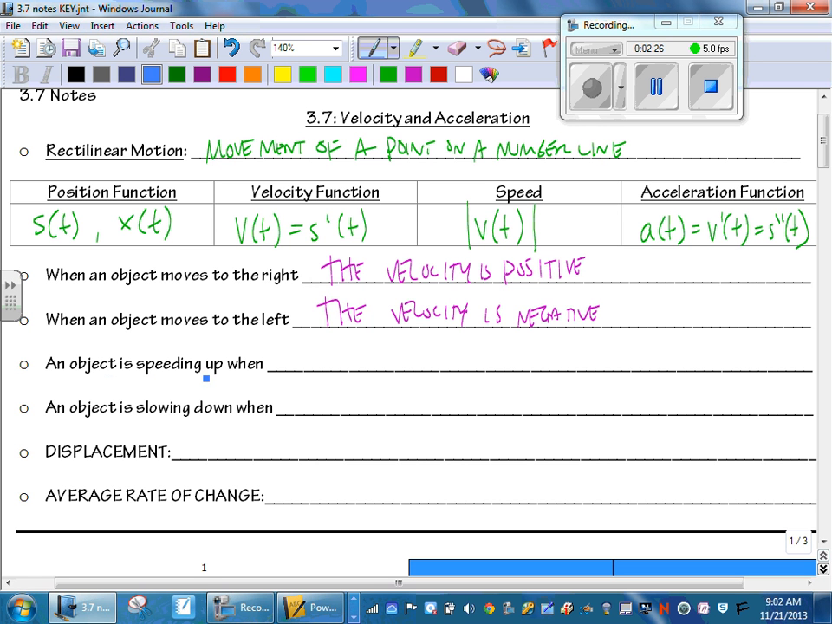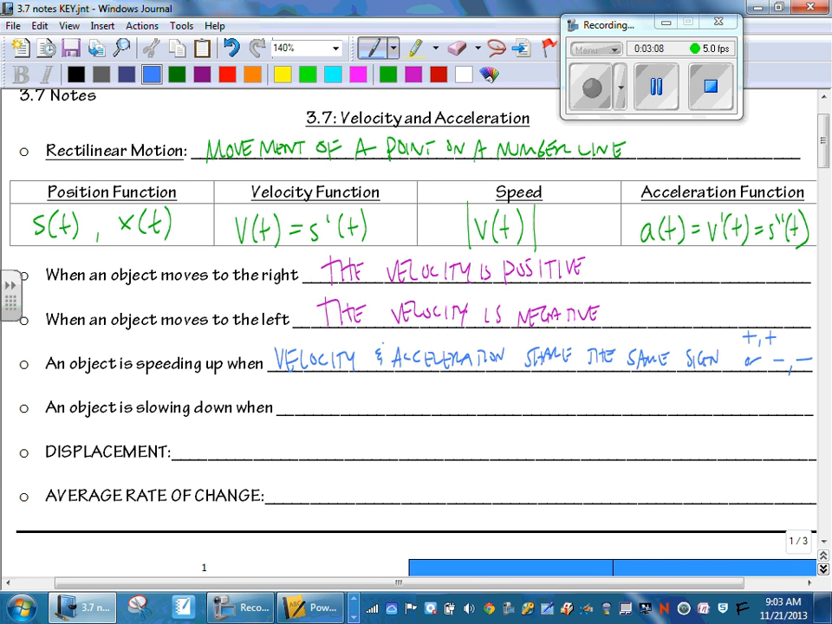Now, an object is speeding up when velocity and acceleration share the same sign. And we're not talking about Sagittarius or Taurus or anything like that. It's when we have two that are both positive, velocity is positive and acceleration is positive, or velocity is negative and acceleration is negative. If they both have the same sign, then they're speeding up.